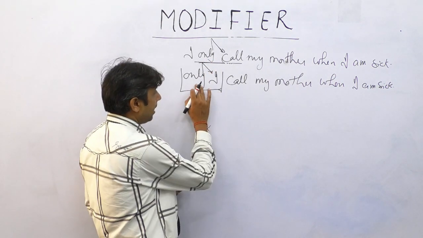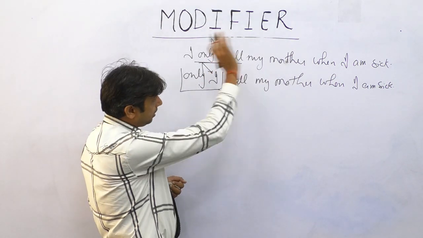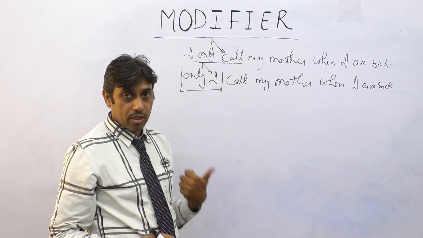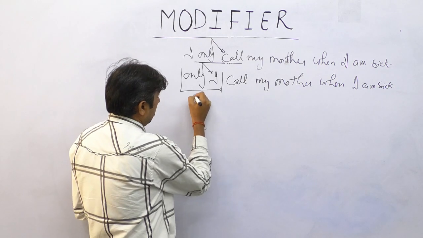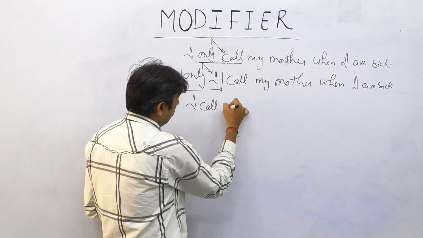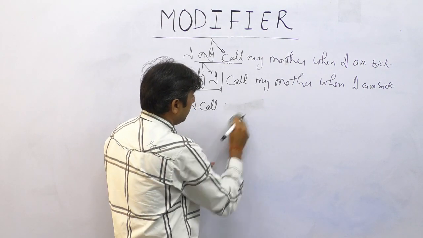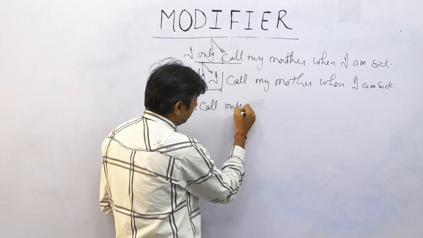Now let's write this adverb in a third place and see whether it changes the meaning further. I call only my mother. I'm writing only here.